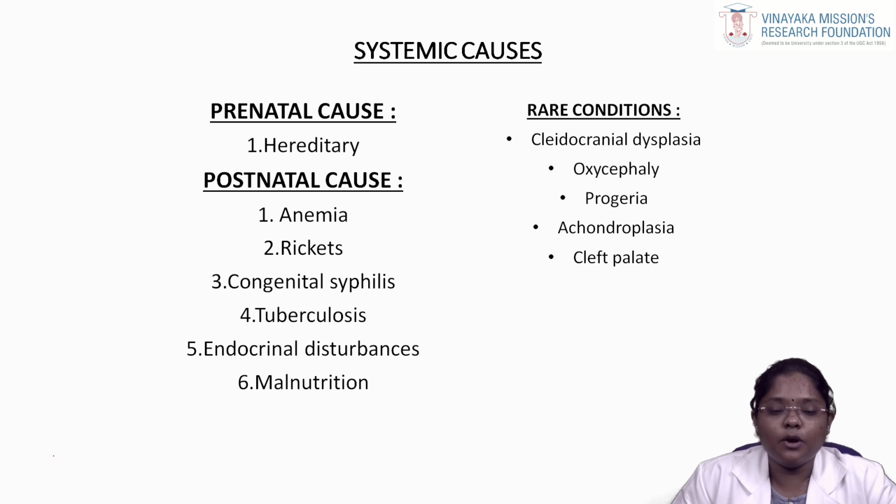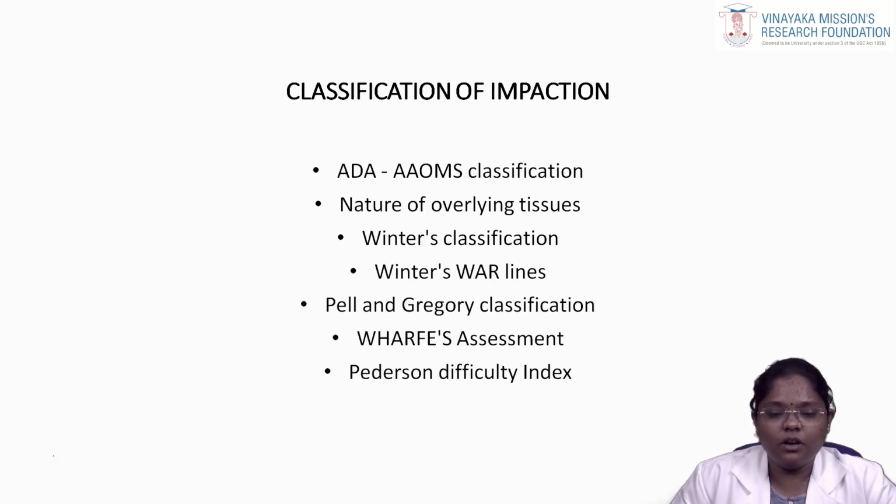Prenatal hereditary causes. Postnatal causes include anemia, rickets, congenital syphilis, tuberculosis, endocrinal disturbances and malnutrition. Very rare causes like cleidocranial dysplasia, oxycephaly, progeria, achondroplasia and cleft palate can also influence impaction of tooth. Classification of impaction: we have ADA, AAOMS classification, classification based on nature of overlying tissues, Winter's classification, Winter's WAR lines, Pell-Gregory classification, Parant's assessment and Pederson difficulty index.